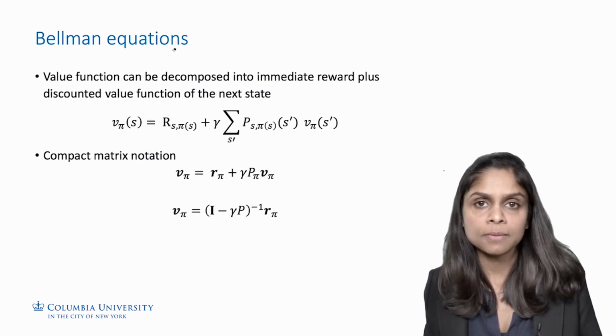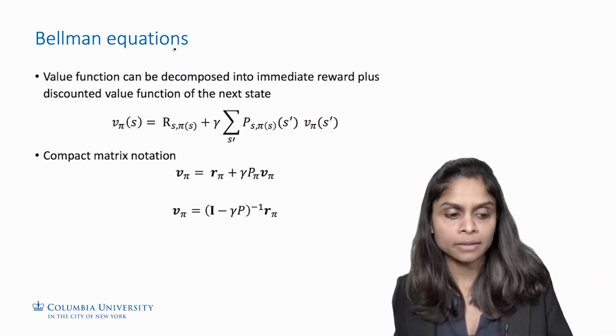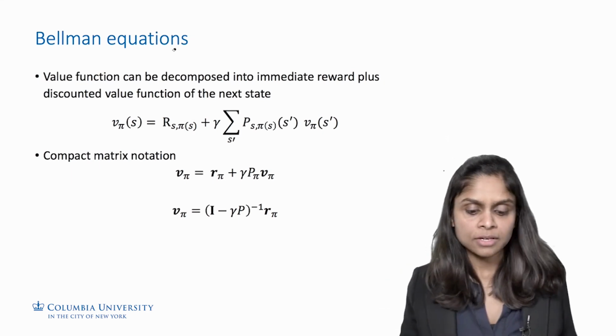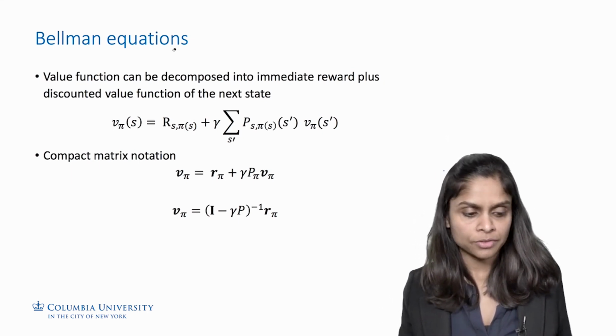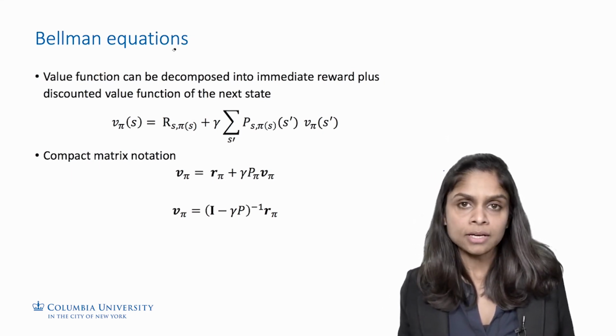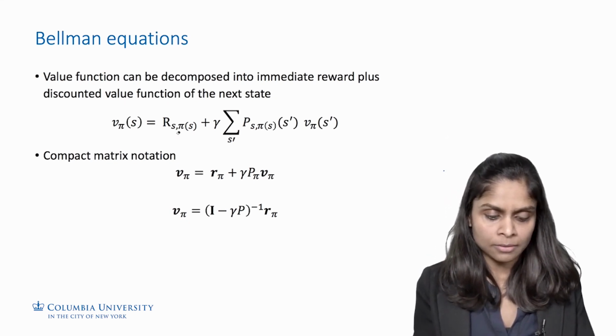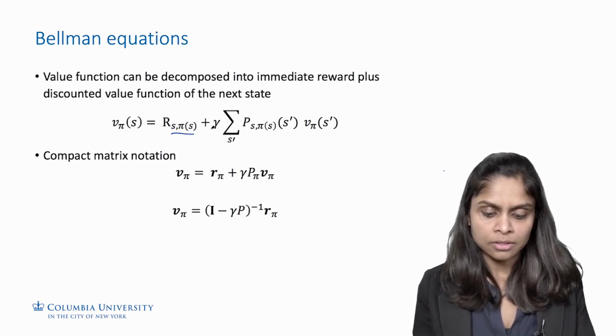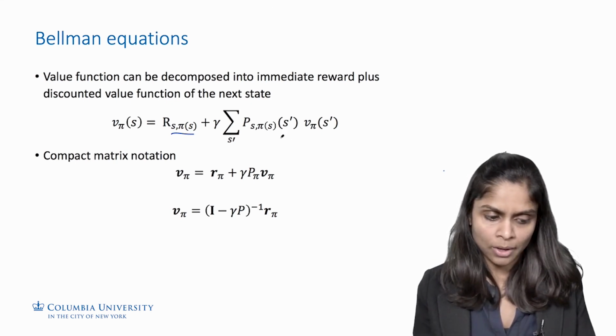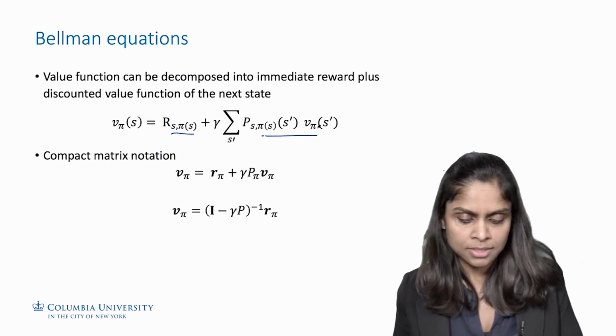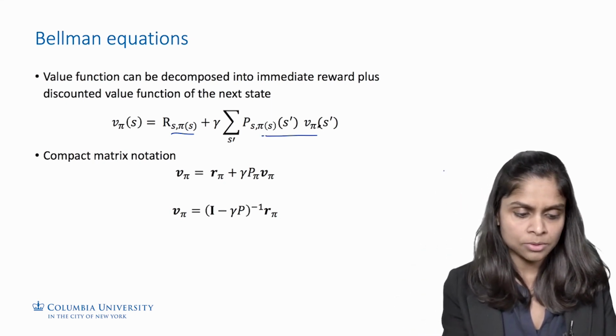Bellman equations, named after their discoverer Richard Bellman, provide a recursive formula for evaluating the value function. The idea is to decompose the value of a state into the expected immediate reward plus the discounted value function of the next state. It's easy to derive this formula, so let's do that quickly.